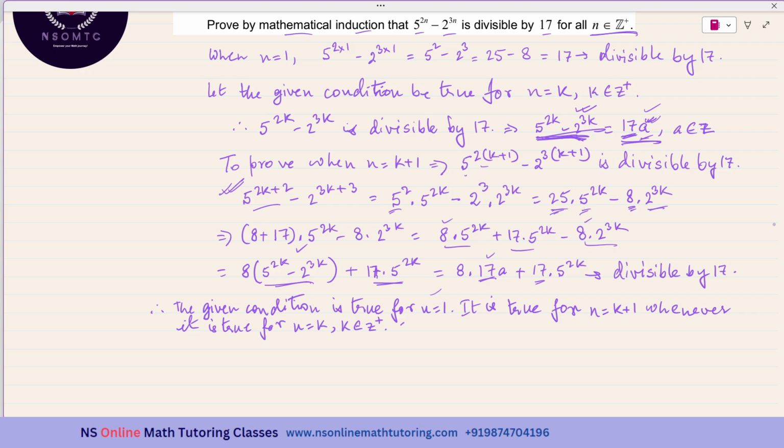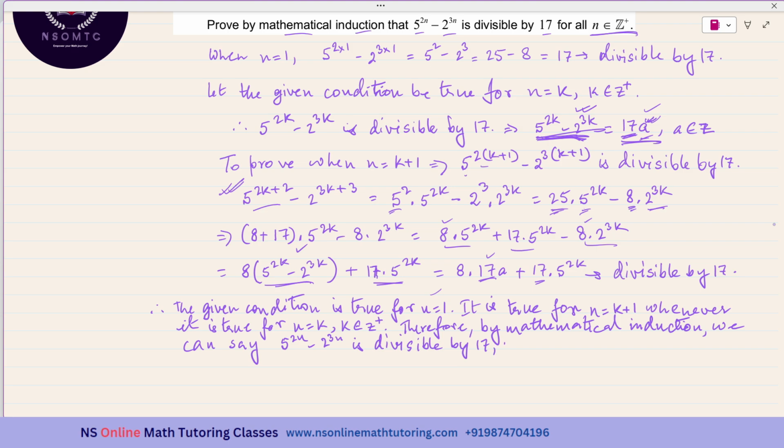Okay. So therefore, by mathematical induction, we can say 5 to the power of 2n minus 2 to the power of 3n is divisible by 17, where n belongs to the set of positive integers. Okay. So this is the whole proof.